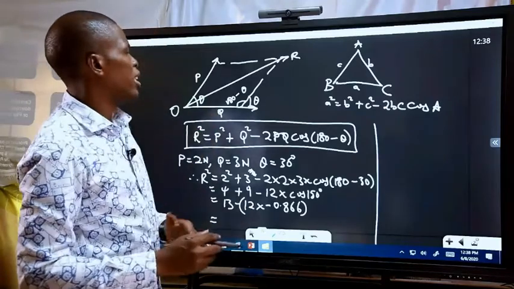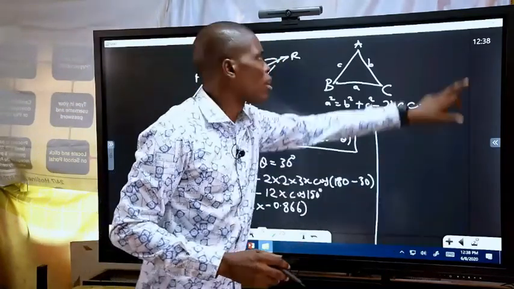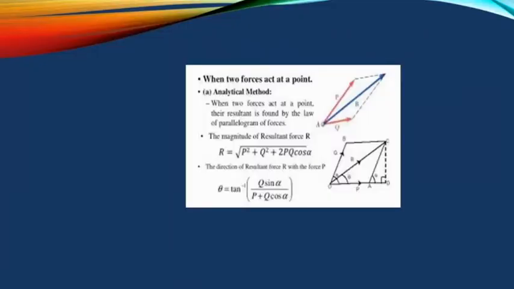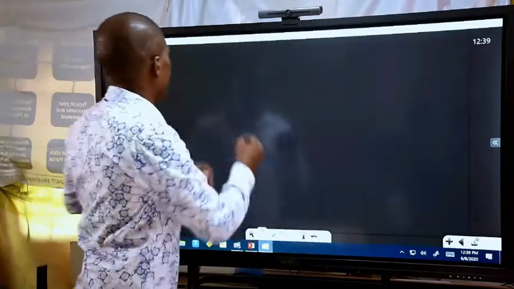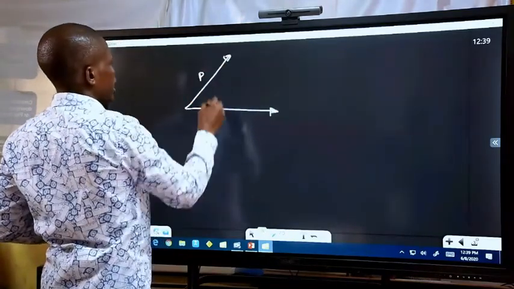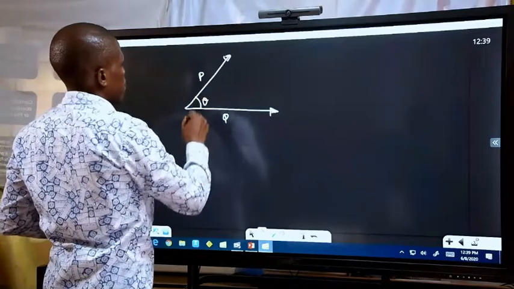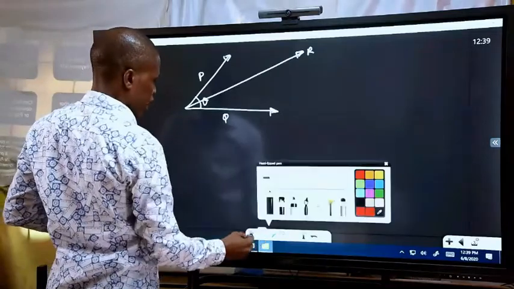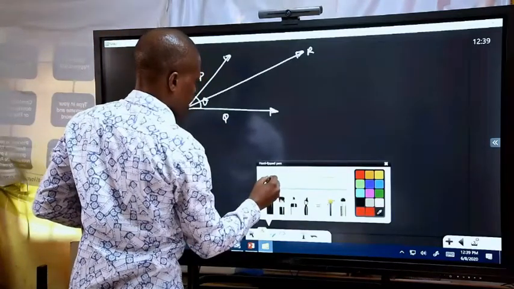Looking at the other aspect of application of the resultant vector using the parallelogram law of vectors, we can also find the angle that the resultant makes with any of the forces, either force P or force Q. How do you find the angle it makes? We look at the diagram once again: here is P and here is Q, and we have theta, and the resultant is here, R. Let's see how we can look for the angle.